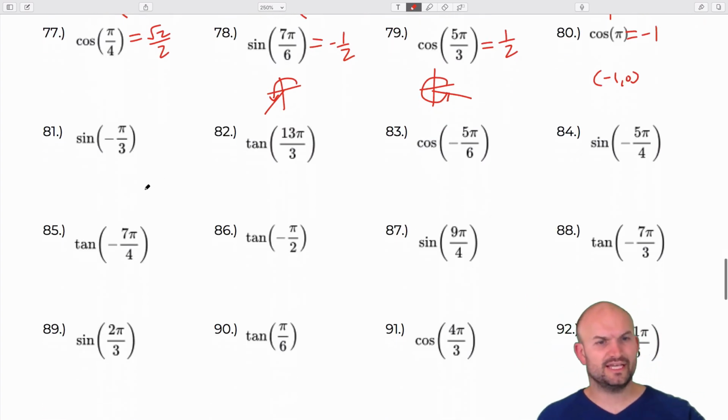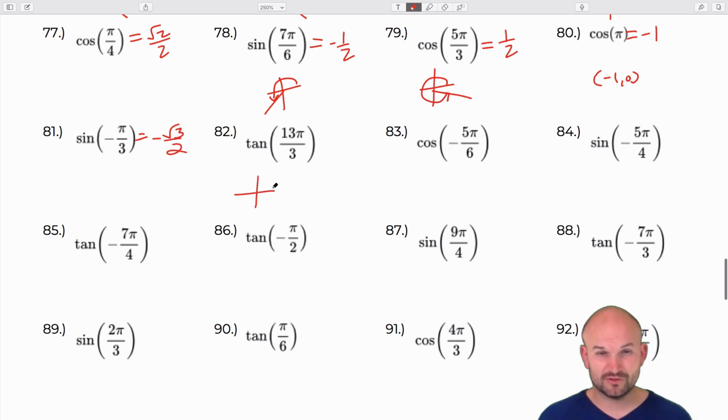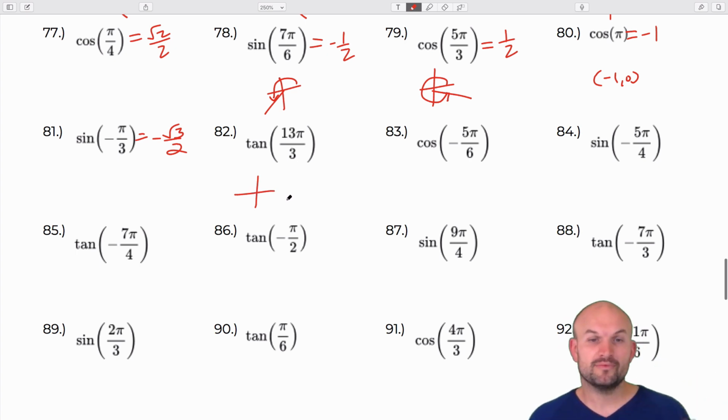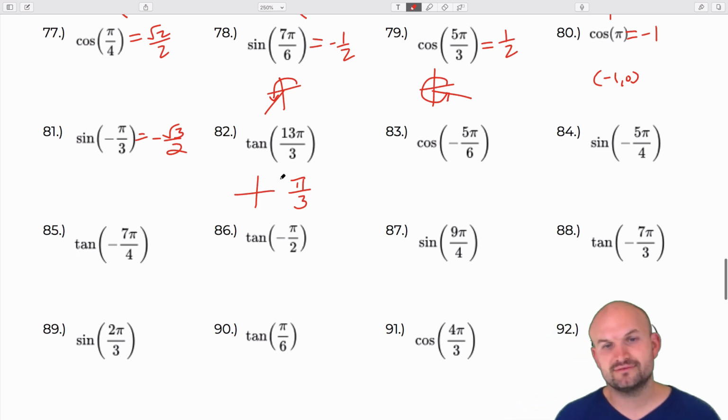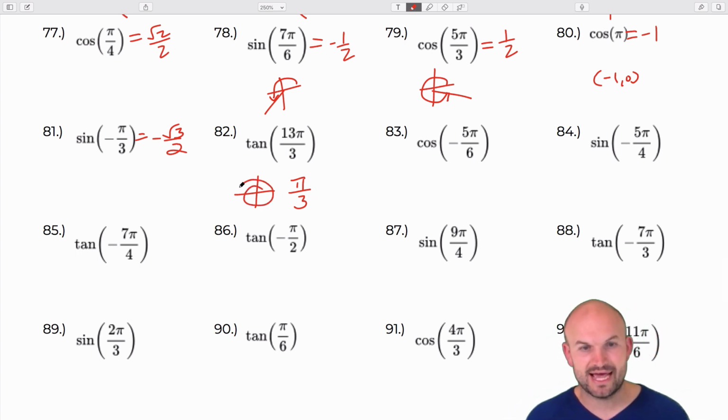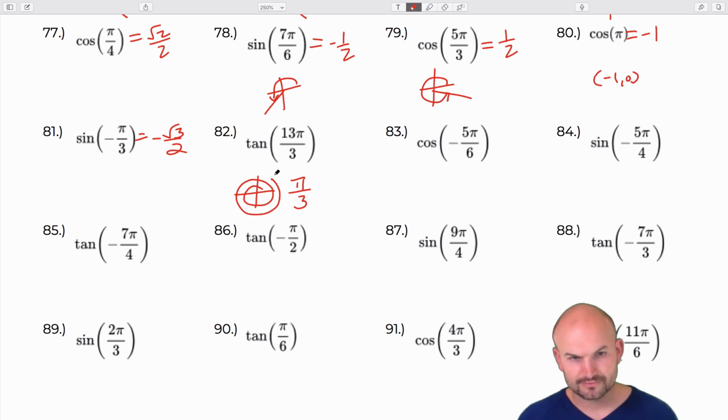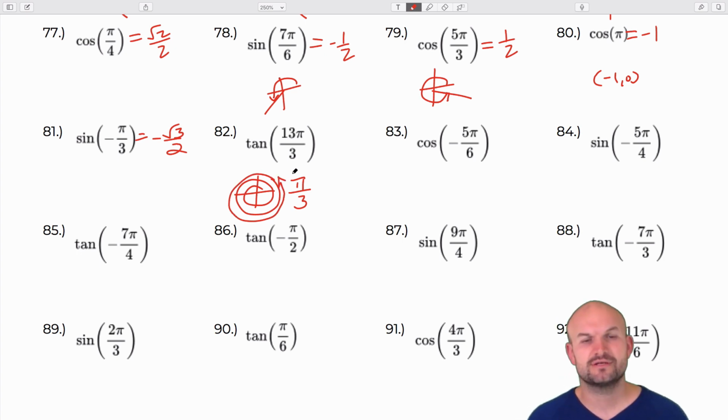Negative pi over 3, that's in the fourth quadrant. Sine is negative. For pi over 3, that's going to be a negative square root of 3 over 2. This is going to be larger than 2 revolutions, right? So we already did kind of this, like 6 pi over 3, 12 pi over 3, 1 pi over 3. So really just the reference angle here is pi over 3. The tangent of pi over 3, well, not only is that the reference angle, but the angle also ends in that first quadrant. There's 2 extra revolutions. So therefore it ends in the first quadrant, so therefore it's positive square root of 3. It's just going to be square root of 3.